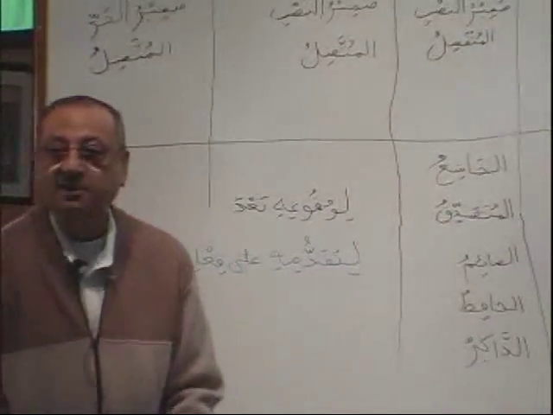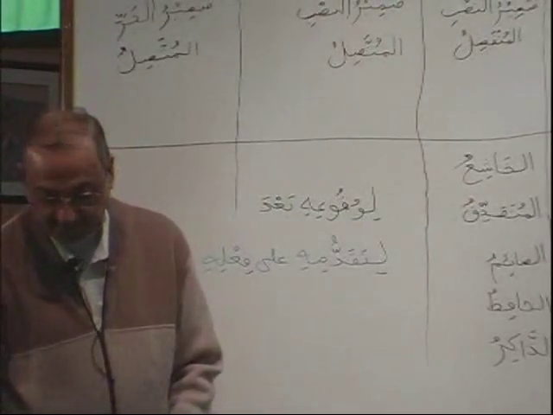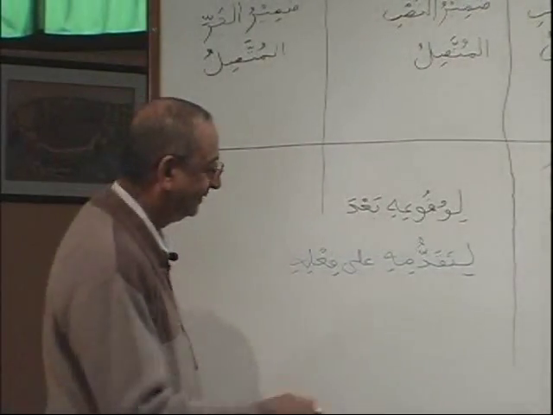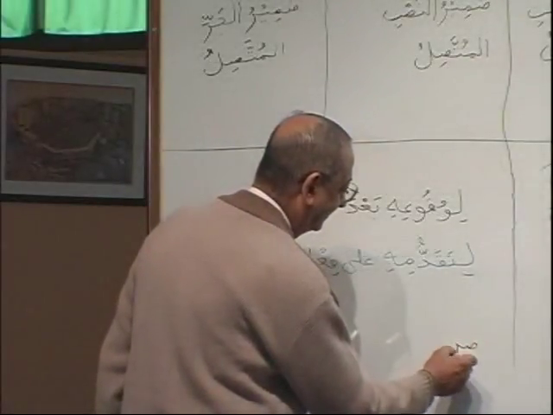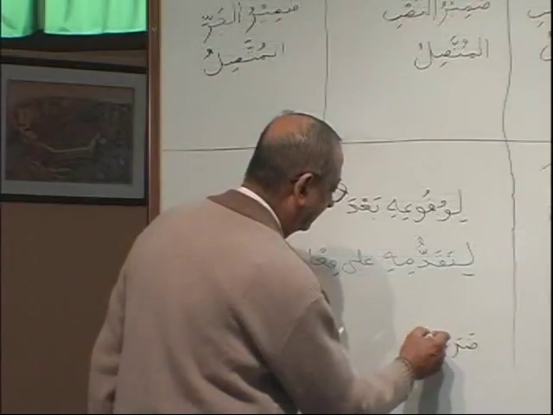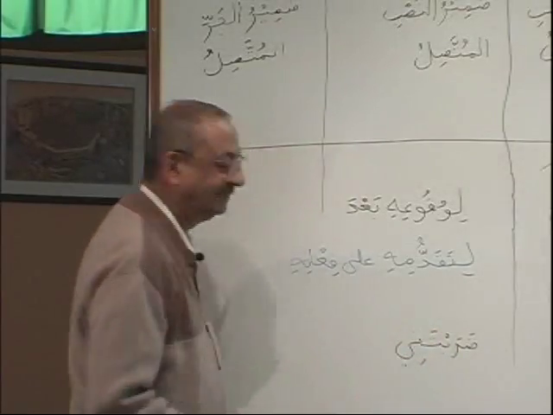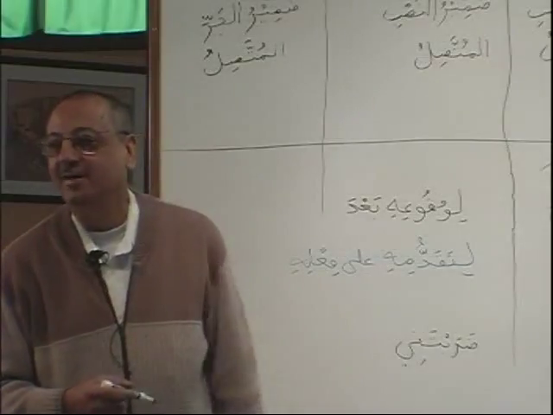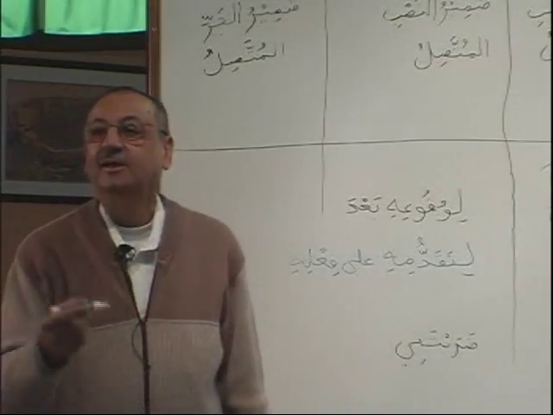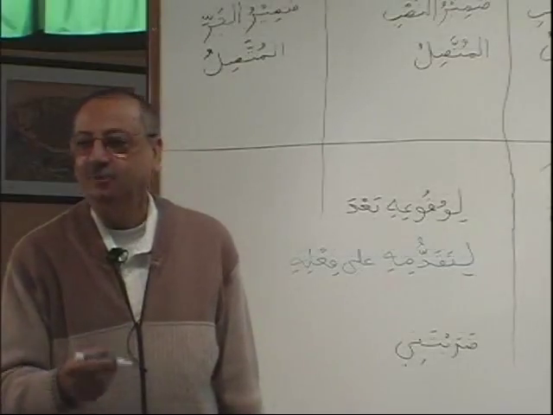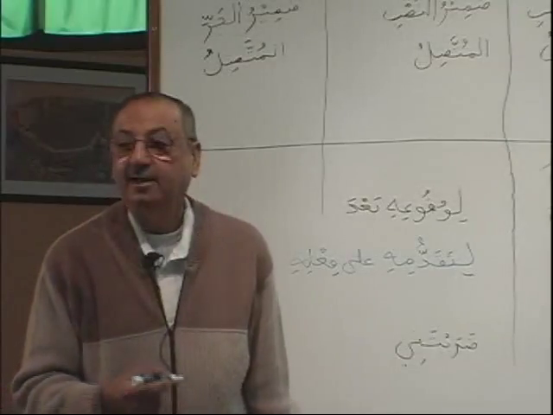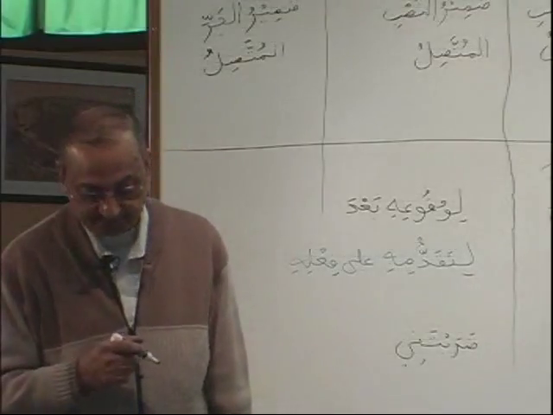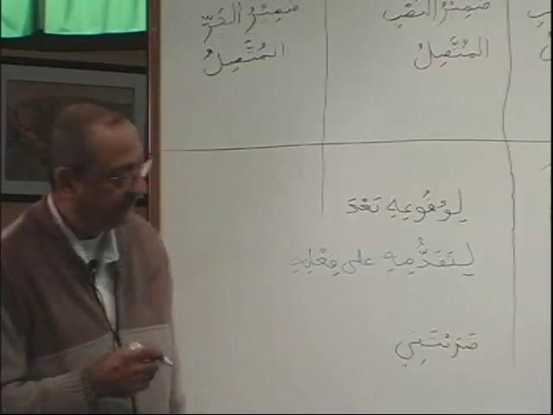So what is it now, brothers and sisters? Darbuka iyaya. Are you with me? Darbuka iyaya. Now I'm changing. What is it? Darabtani. You hit me. So darbuka iyaya means you're hitting me. Darabtani, you hit me. And then what will you say? Ashaddu, more severe. Then you will say min.